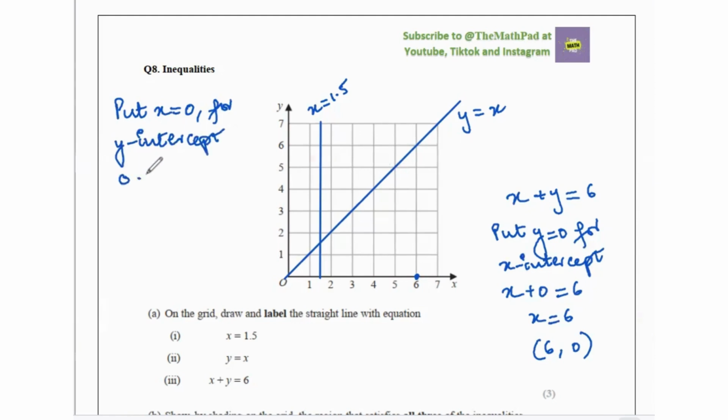So 0 plus y equals 6, and again, y is also 6. So 0, 6 is our other coordinate. That's over here. Now we'll just connect the 2 points with a straight line. And these are your graphs for the given equations.